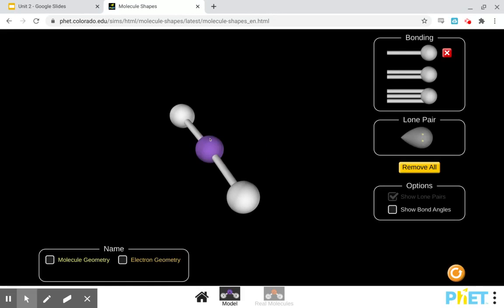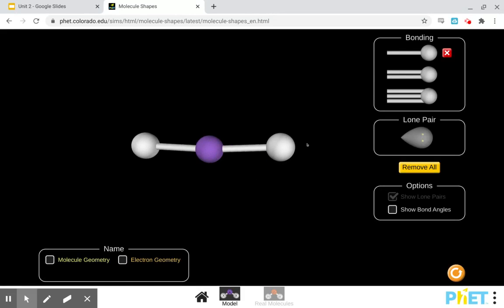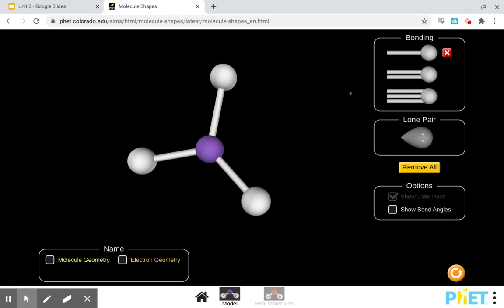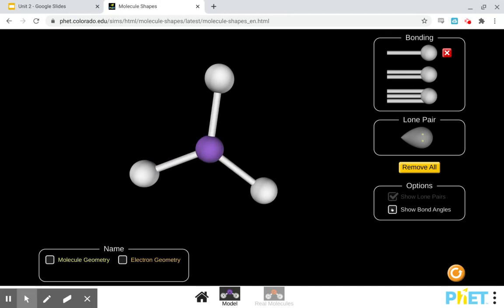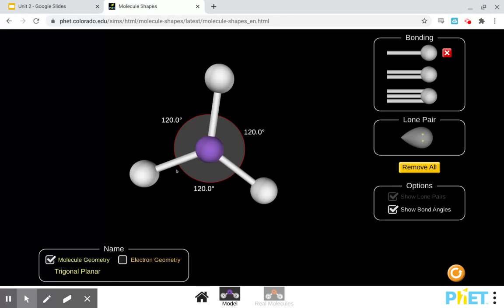So if we just play with a model, this shows you have 2 atoms, everything gets attached to the central atom, everything gets as far as possible from each other. If you have 3 atoms, it makes this flat triangle, the 120 degree bond angles. This is trigonal planar.